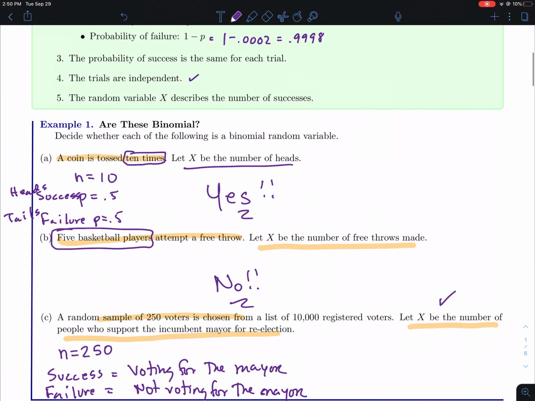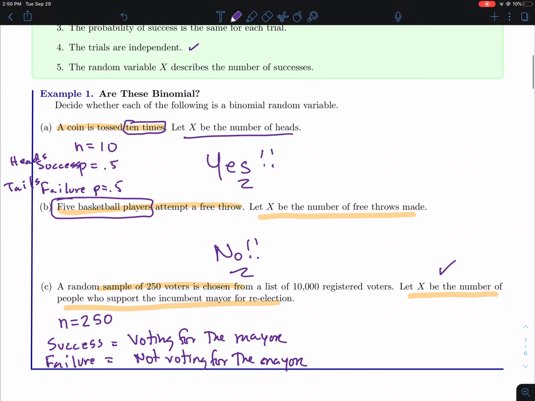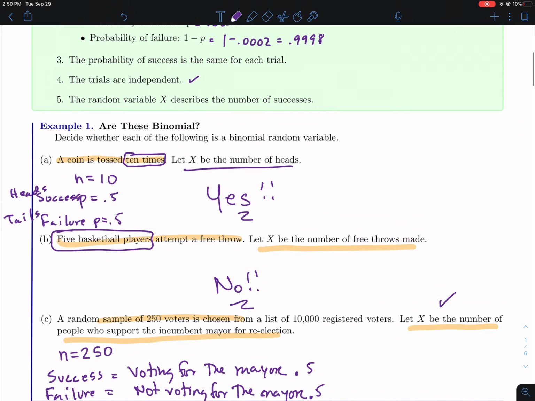And so is it the same for each trial? Well, we don't know the probability, but if we did, it would be the same for each trial. Because again, well, I guess we do know. I guess it's 50%, because you're either voting for the mayor or you're not voting for the mayor. So there's a 50% chance you're voting for the mayor or a 50% chance you're not. So it is the same. So are the trials independent? Yes, again, because just because I voted for the mayor doesn't mean the person behind me is going to be any different. The probability hasn't changed or anything like that. And the random variable describes the number of successes.